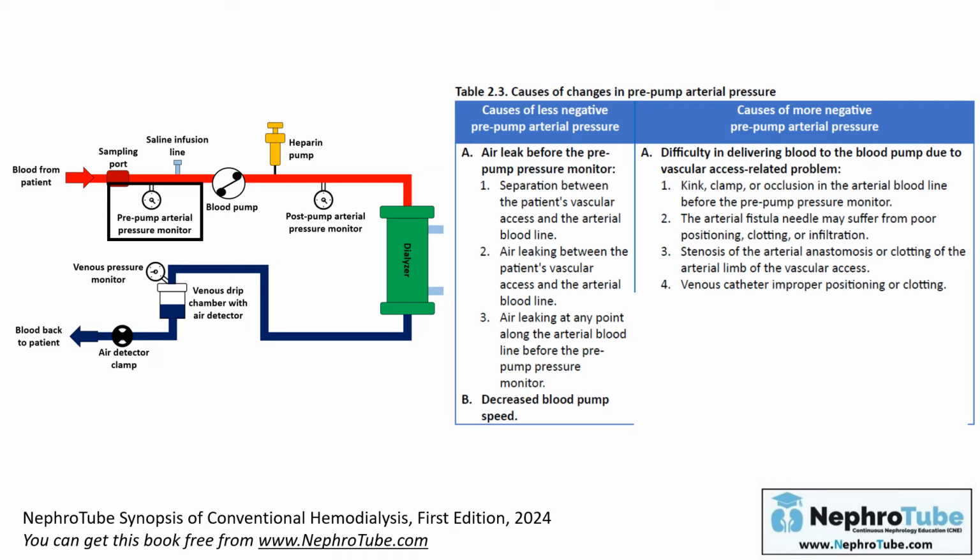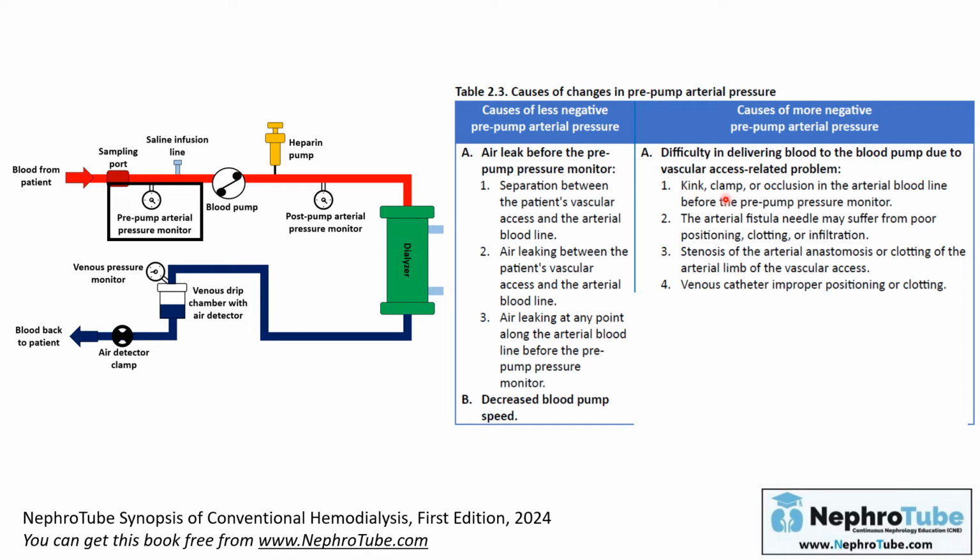On the opposite side, what may cause more negative pre-pump arterial pressure? First point, if there is any difficulty in delivering the blood to the blood pump from the vascular access due to any problem in the vascular access. So there is a difficulty to deliver the blood, which will lead to creation of more negative pressure by the blood pump trying to suck the blood from the vascular access.